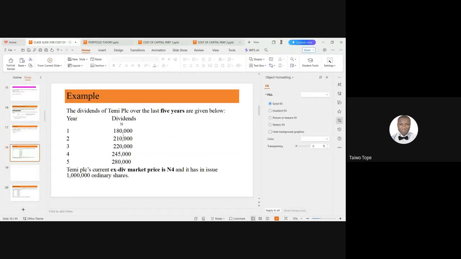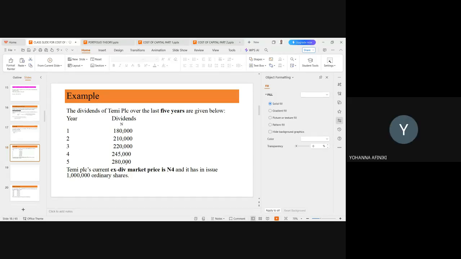For example, we have this now, that dividend for each year is given. Year one, you have 180,000. For year two, you have 210,000. For year three, 220,000. For year four, you have 245,000. For year five, you have 280,000. Now, the concept is, where dividends are given yearly, we should count the number of years and deduct 1 from n. You count the number of years: 1, 2, 3, 4, 5. Now, for you to solve this, the value of n will be what?